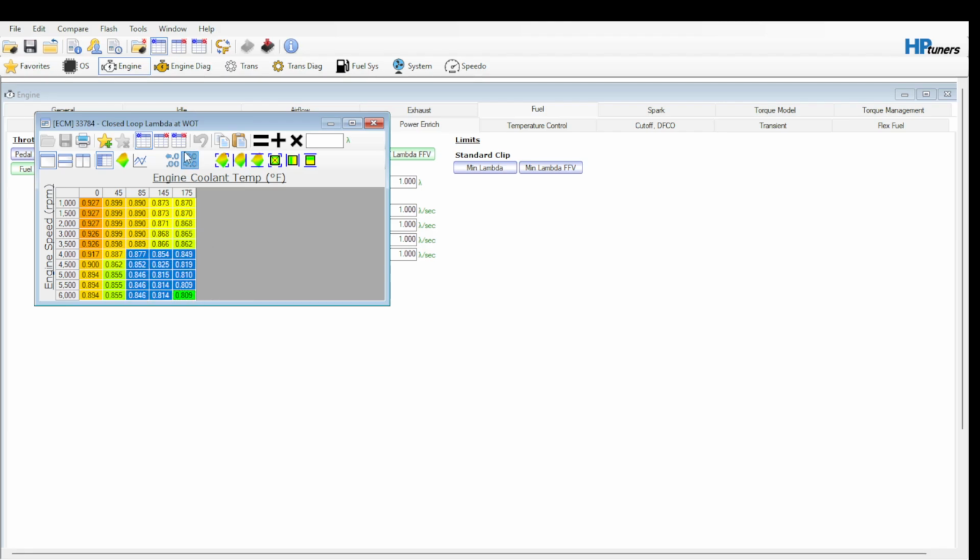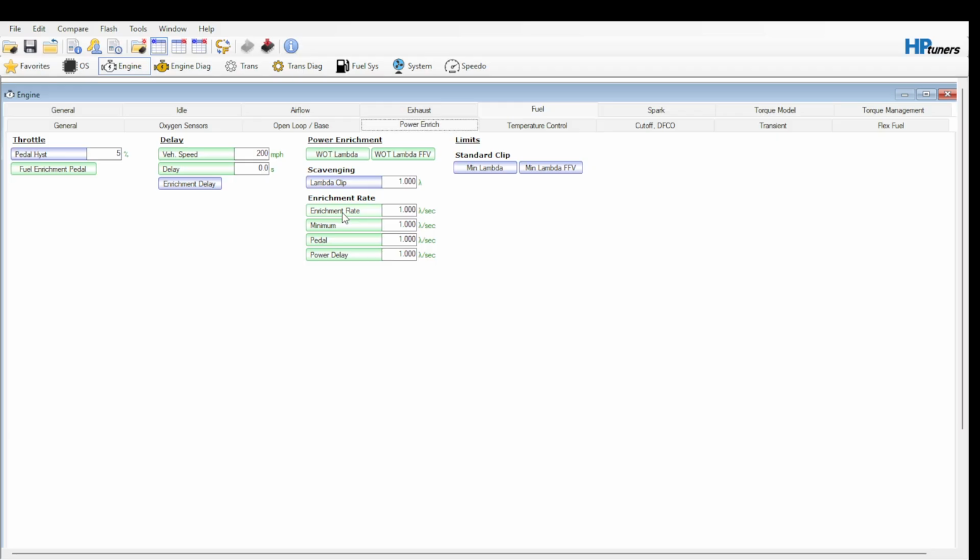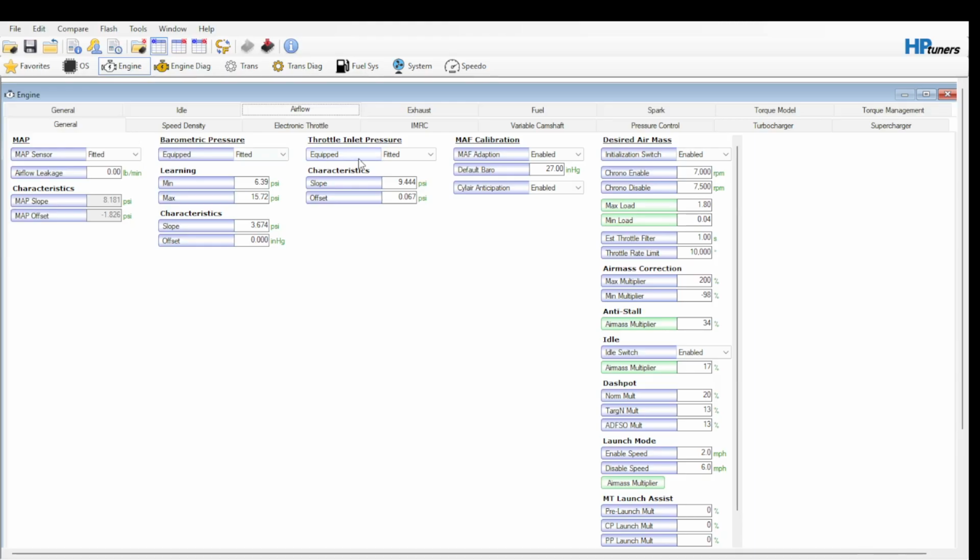This is actually somewhat enriched from stock level, just for extra safety, right? HP Tuners always do that. They recommend it. I've never had a problem since changing these enrichment rates higher. I think that was just an EPA related thing. I couldn't tell you.